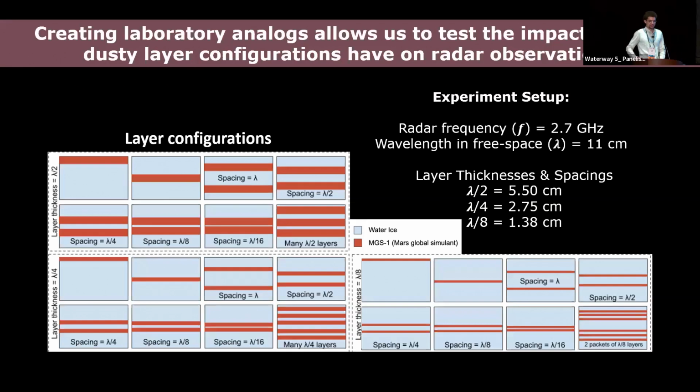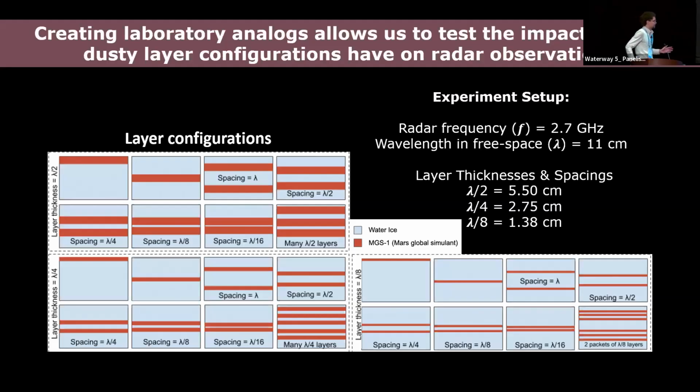We build a series of different stratigraphies and different thicknesses and spacings of dust and ice layers. Here we use a Martian regolith simulant, MGS-1, and water ice, and we can put it into a 72 by 72 by 45 centimeter plastic box, and we can put it into a -20-degree freezer. And so we use an off-the-shelf commercial radar system with a center frequency of 2.7 gigahertz, which gives us a wavelength in free space of around 11 centimeters.